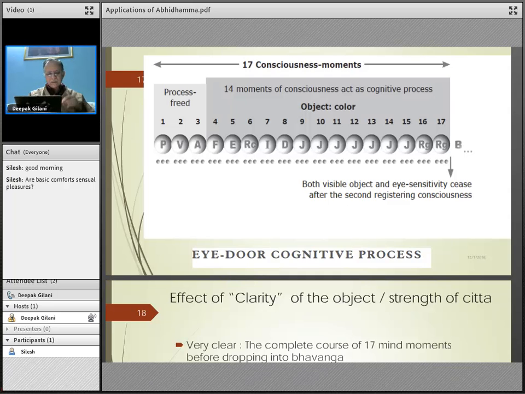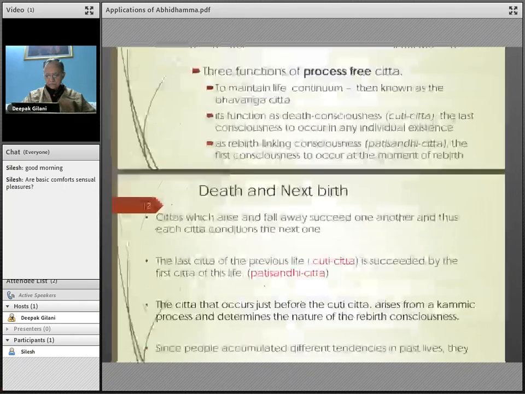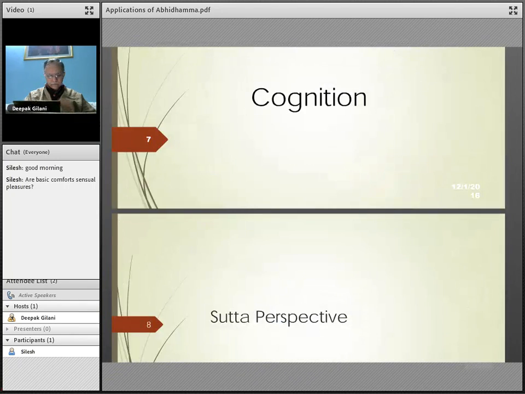Cognitions. I think we'll quickly go through it. You can open the 7th slide. Seventh.